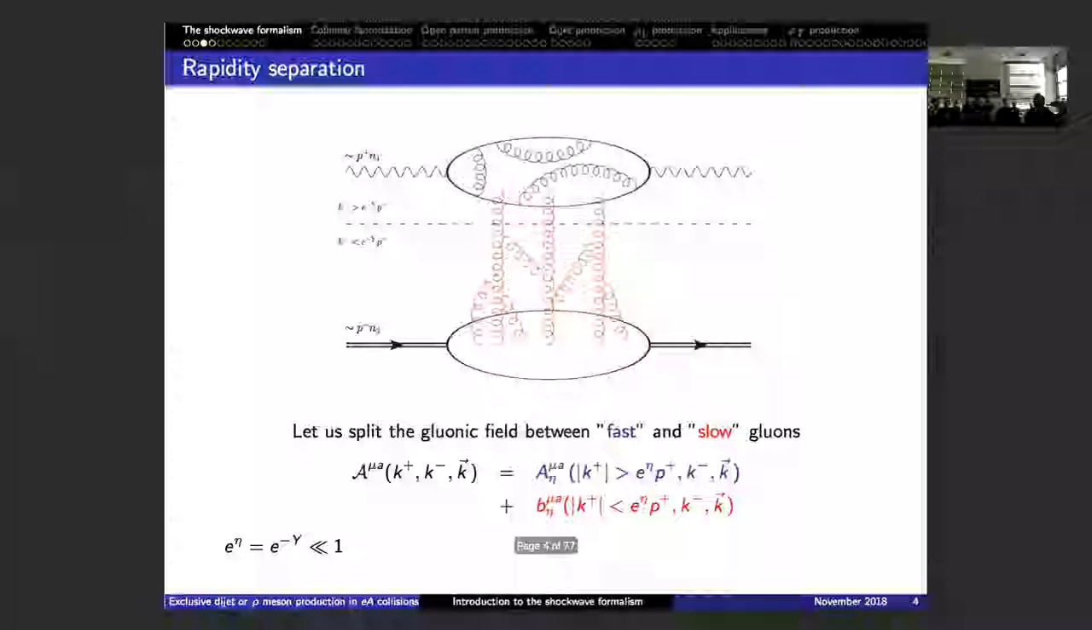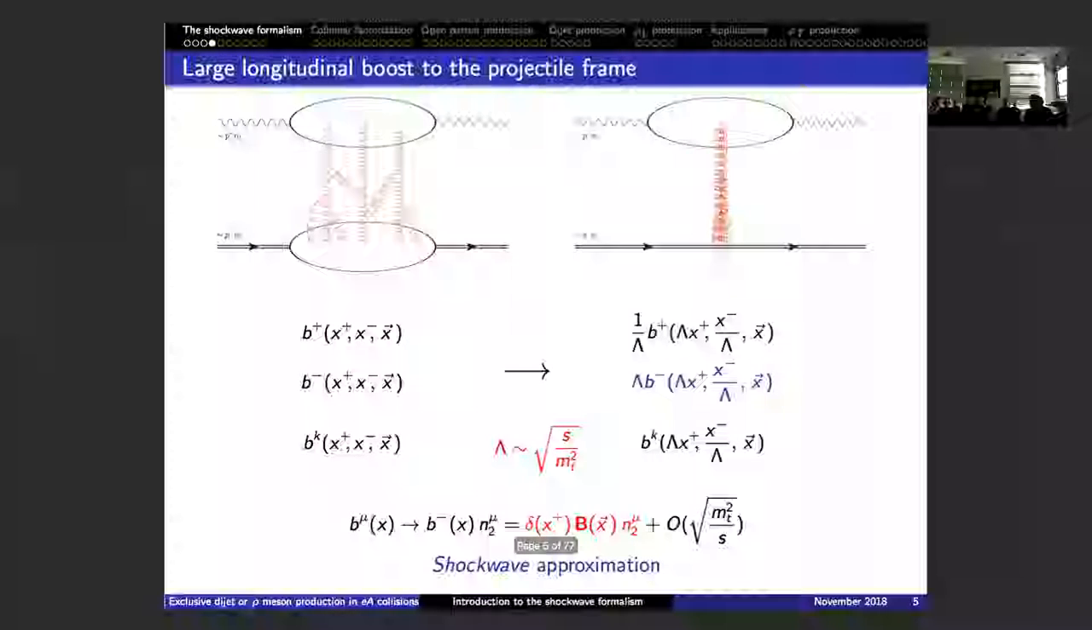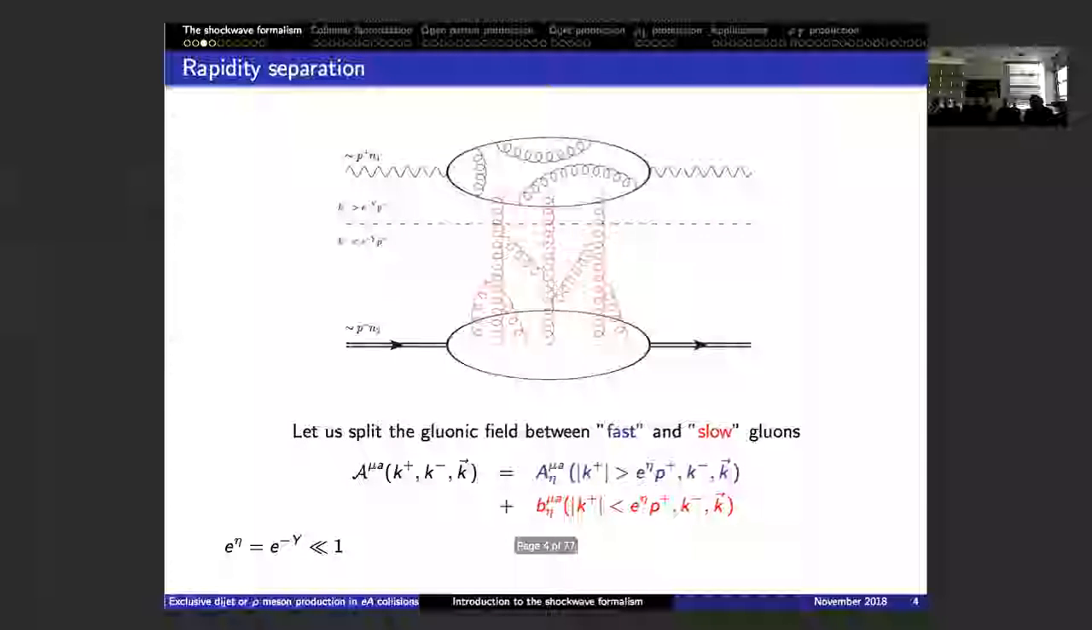So the whole point of this formalism is to separate and factorize in P plus space. So I'm separating my gluonic field into what I'm calling a fast field and a slow field. Fast field being the one with k plus larger than a given cutoff, and slow fields with k plus lower than a given cutoff. So effectively, I'm just splitting my gluonic field this way and expanding my QCD Lagrangian in these fields. I'm building effective quantum vertices. So the whole shockwave approximation is related to the small x limit in this description.